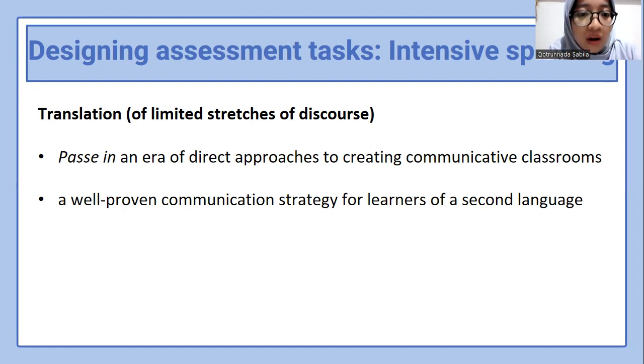Paste in an area of direct approaches to creating communicative classrooms and a well-proven communication strategy for learners of a second language.